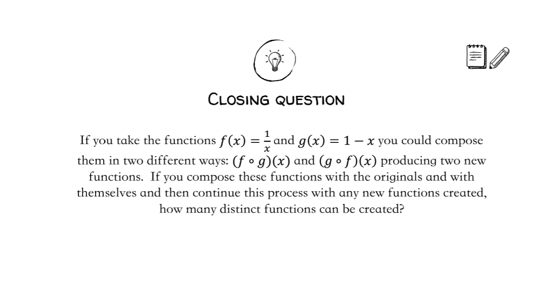Let's wrap this video up with a little question in closing. Let's say we take two functions, f equal to the reciprocal function and g of x equal to 1 minus x. Of course, you can compose these in two different ways. You can do f circle g and you can do g circle f. These will produce two new functions. If you take those new functions and compare them with the originals and with themselves and with each other in every which way that you possibly can, and then continue to compose the new functions that you get with your old functions, how many distinct functions can be created? Does it go on infinitely? Or is there an end to all the madness? Think about it. We'll answer it later this week.